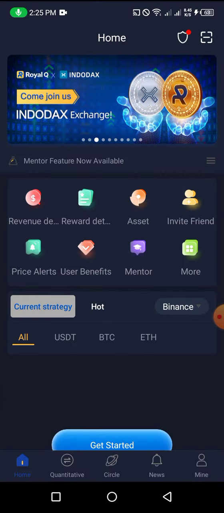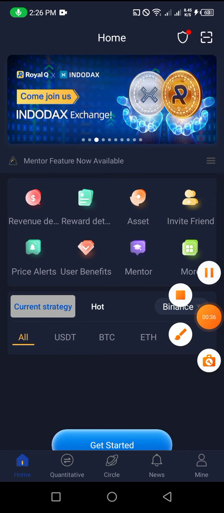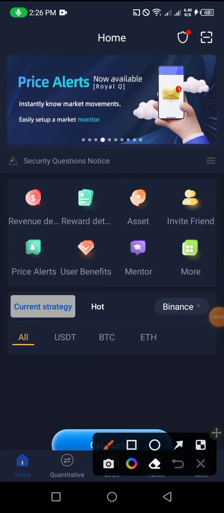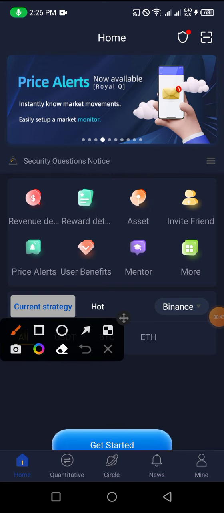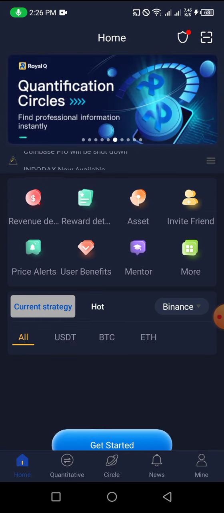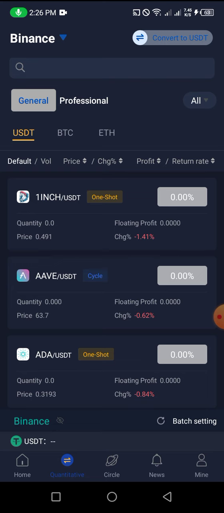Yeah, so the first step is to actually open your royalq application. So you go and open your royalq application, and then you come and tap on this part on the profession, I mean on the quantitative down here. So when you tap on the quantitative, you'll come to this page.